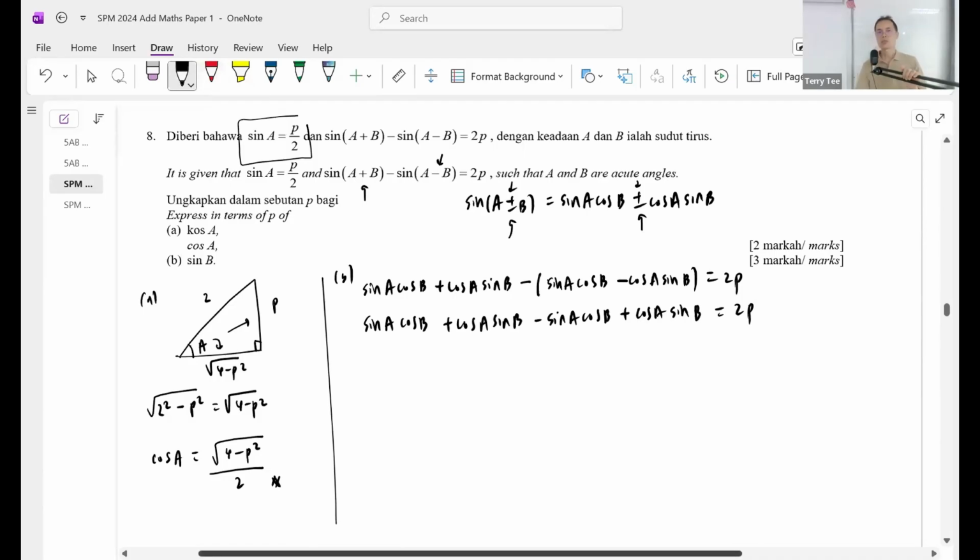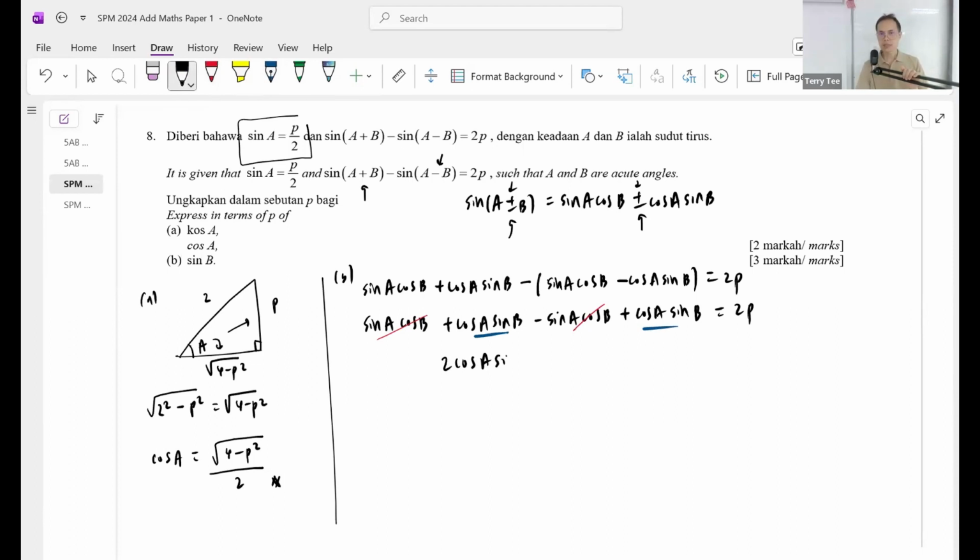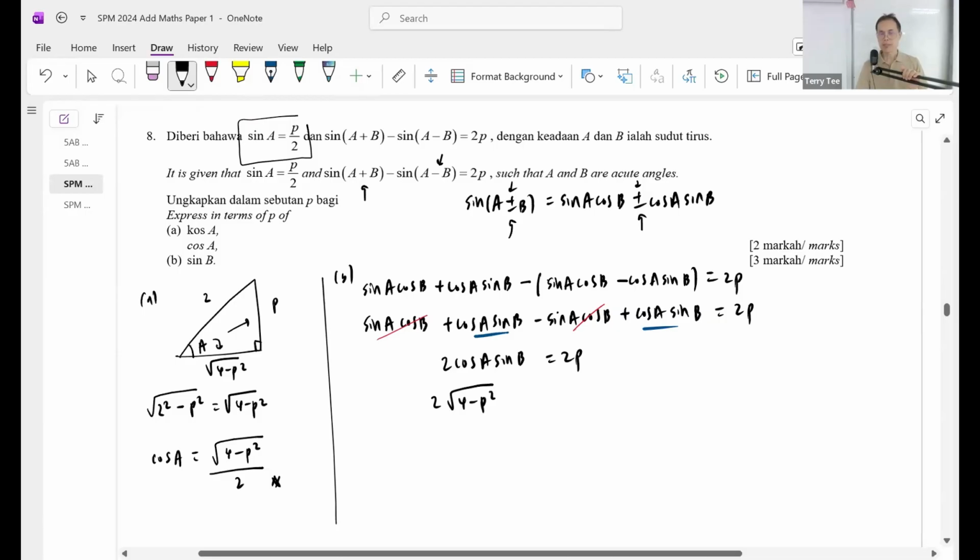Okay, now next we can cancel these two, and add the other two. So once you add up, you get 2 cos A sine B. The result is 2p. Cos A, if I read from here, is the square root of 4 minus p squared. Sine B is what we are finding. So we just have to divide them. My sine B is therefore 2p divided by 2, which is just a single p, divided by the square root of 4 minus p squared.